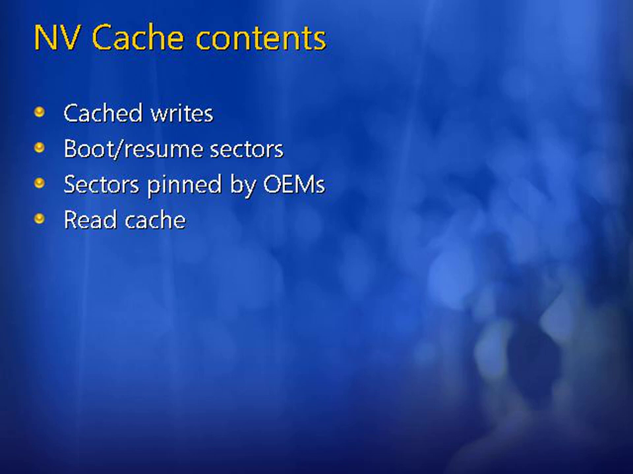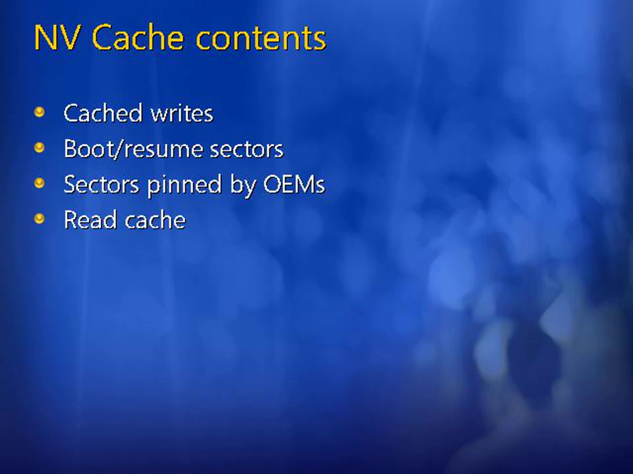So we say in a 256 meg drive, we've taken care of the first 100 megs with cached writes and then boot and resume sectors. We now have 156 megs left over. We split those with our OEM partners. Half of that, so 78 megs, is used for whatever the OEM would like to make faster. A lot of OEMs are opting to use this for media players, their DVD player to have a quicker media experience, MP3 players, their diagnostic applications, whatever they feel would give the best user experience.